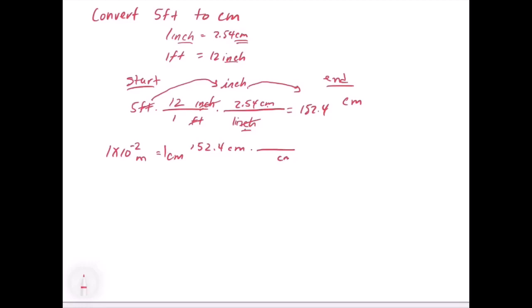So we put centimeters on the bottom, we put meters on top, and we say for every 1 centimeter, there is 1 times 10 to the minus 2 meters. And this is going to give us 1.524 meters.